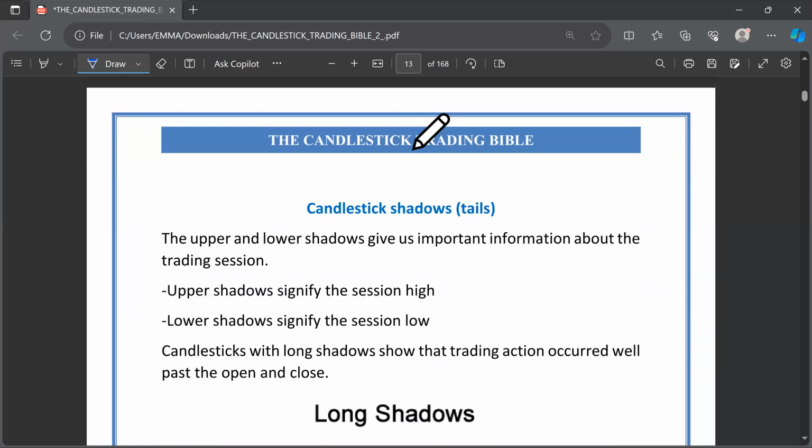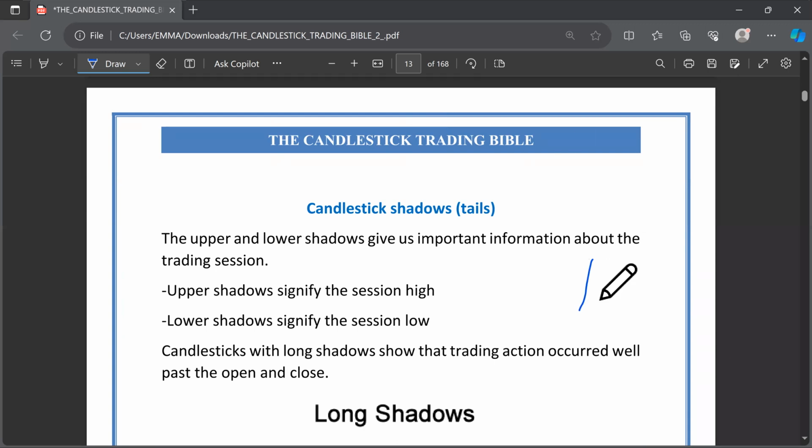Now, candlestick shadows, like the tail, the upper and lower shadows, give us important information about the trading session. The upper shadow signifies the session high. The session high means the distance the price moved above, but it didn't actually stay there.